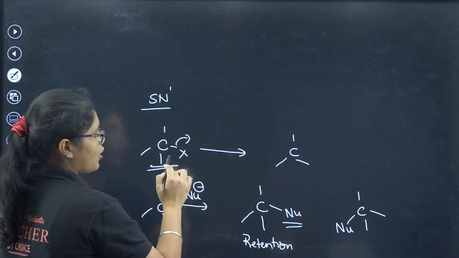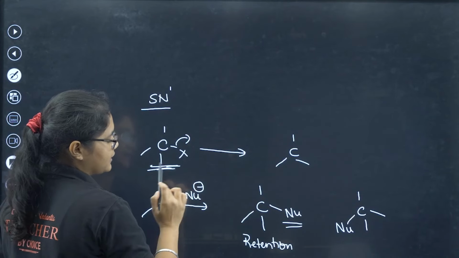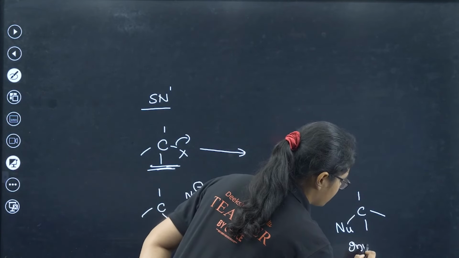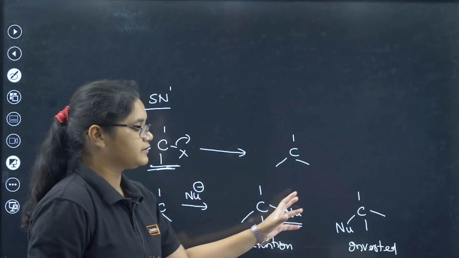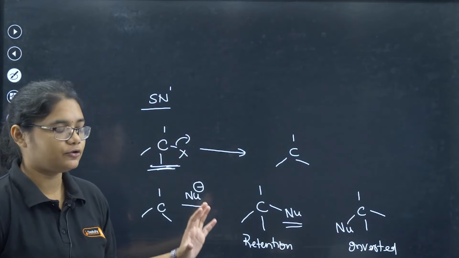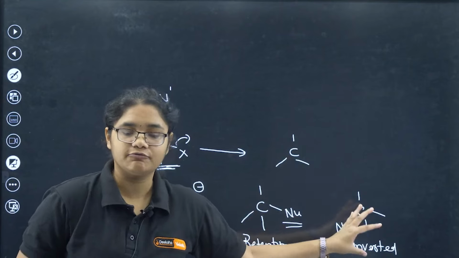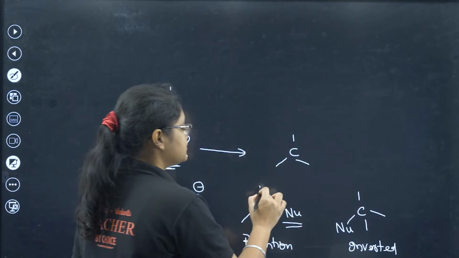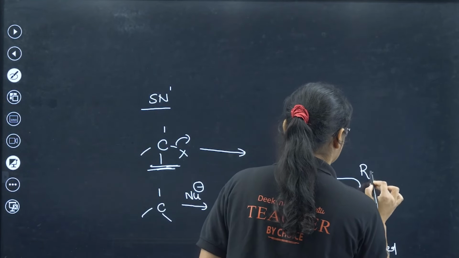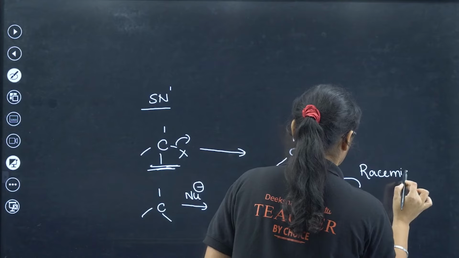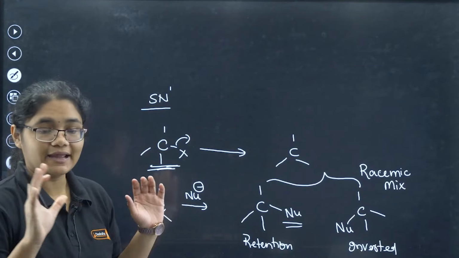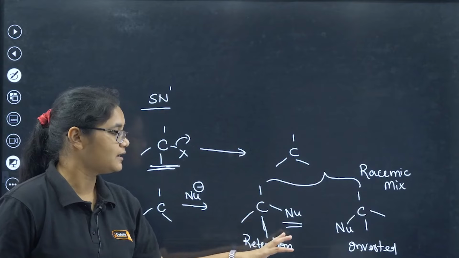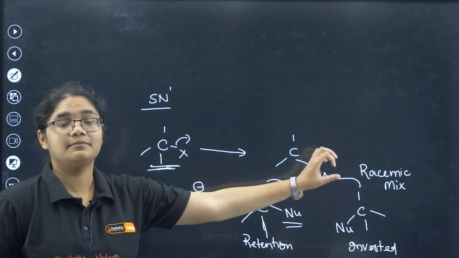And this one has the opposite configuration of the reactant molecule. So this is the inverted product, inverted and retention. Now the mixture of this retention and inverted product, you have 50% retention, 50% inverted. This mixture of these two products is called a racemic mixture. So in SN2 mechanism we will get inverted product, but in SN1 mechanism we will get a racemic mixture.